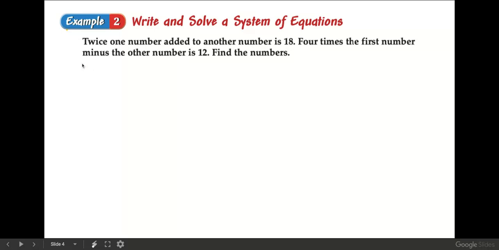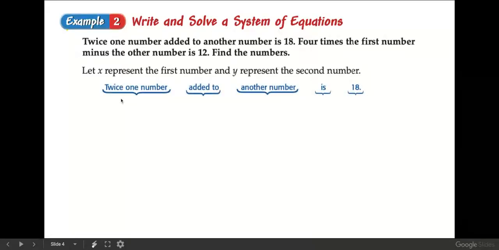4 times the first number minus the other number is 12. Find the numbers. So if we let x represent the first number and y represent the second number, we can start to write equations. So the first sentence says twice one number added to another number is 18. So twice the first number, so 2 times x, added, plus sign, to another number, y, which is the second number, is 18, so equal to 18.